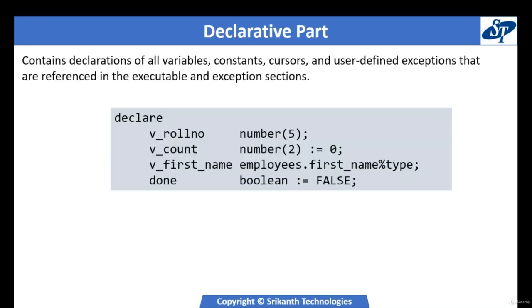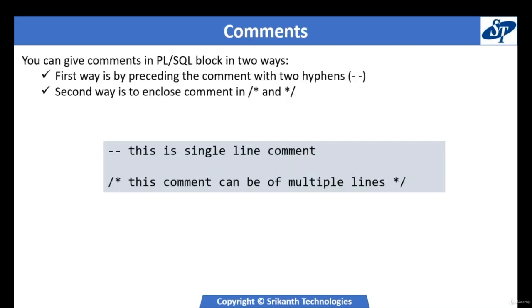Now, here are the different options available when it comes to giving comments. So if you want to give any remarks in your program, you can do it in the old style, I mean the C style, slash star star slash, or you can just give a comment with the two hyphens, whichever you like.